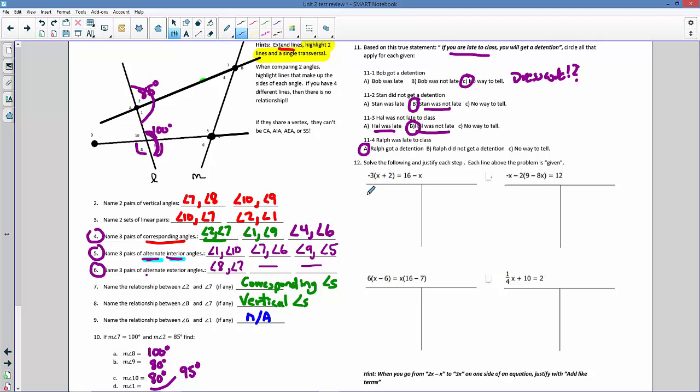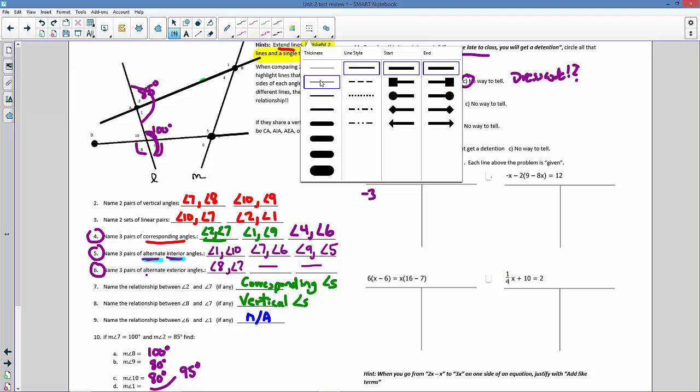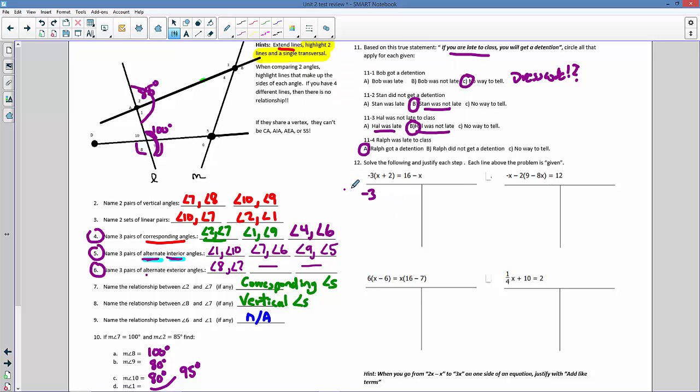So the first thing we're going to do here is put the given. We always put the given, and I'm going to try to use a smaller pen, but I might not be able to fit everything here. So that's minus 3x minus 6 equals 16 minus x, and that's given. Okay, the next thing we're going to do is add 3x to both sides. And that's going to leave me with a result of 6 equals 16. If we add 3x to both sides, that's going to be plus 2x.